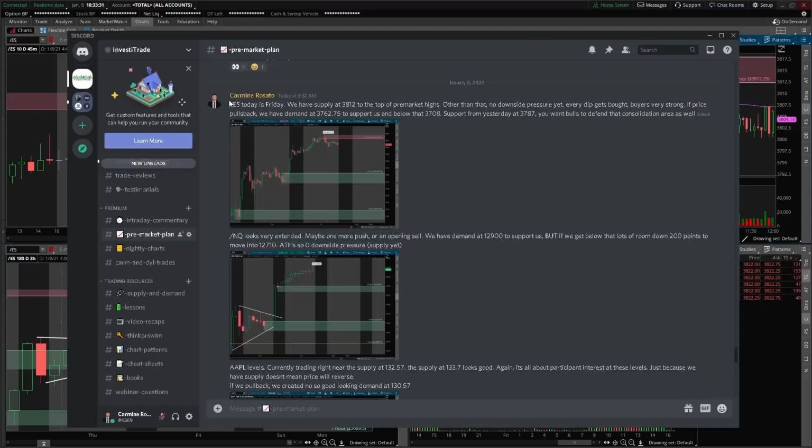This is the pre-market plan today on the S&P 500. I post in my Discord room every day. So in short, we had the S&P 500. We have supply at the 3812 to the top of pre-market highs. We had demand below. We were watching for dips to get bought, but demand never triggered.